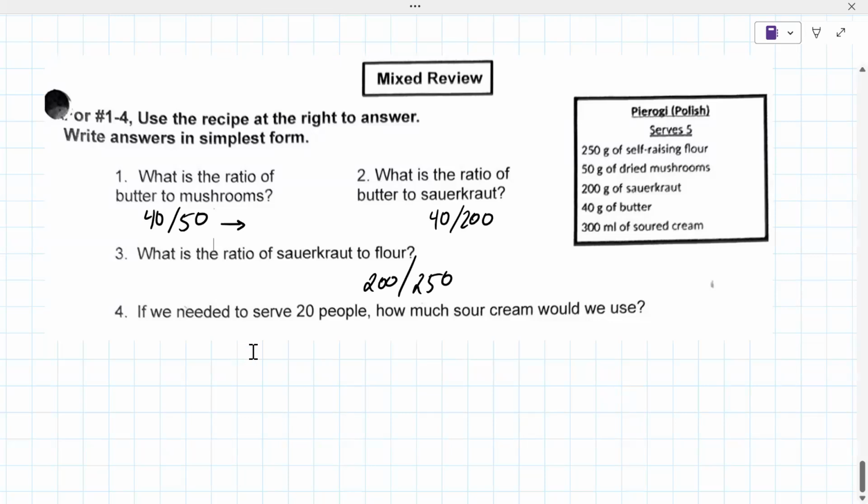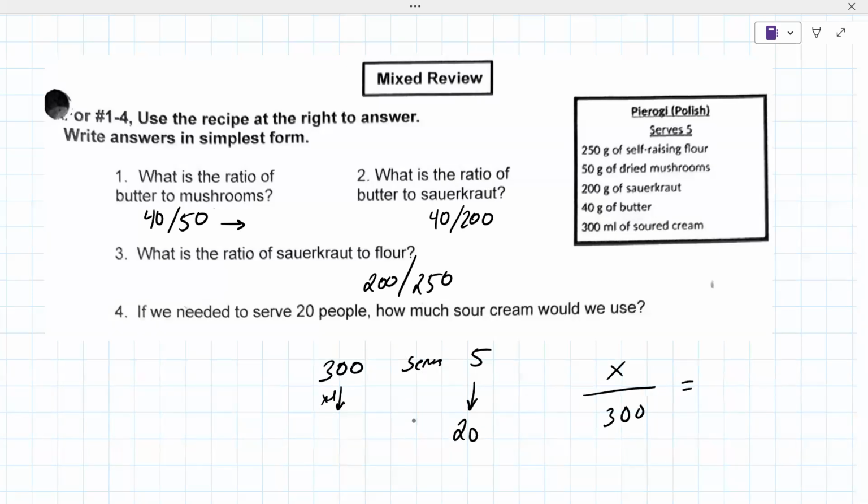We need to serve 20 people. How many star crab would we need? This one's a little bit hard. 300 serves 5. So one way to do it is to get to 20. 5 times 4. So you do 300 times 4. You could also set up a proportion for this if you wanted. Same idea. Go ahead and work through those.